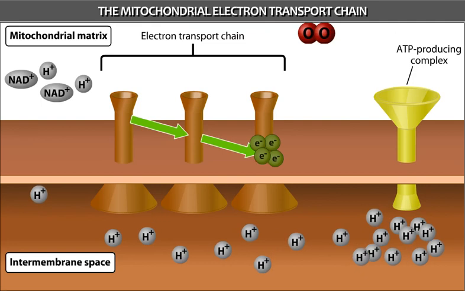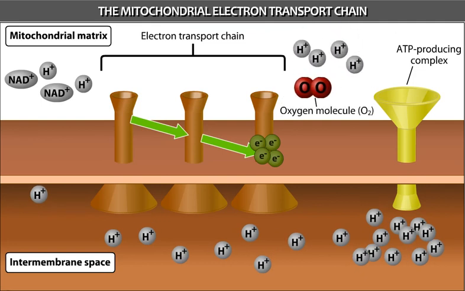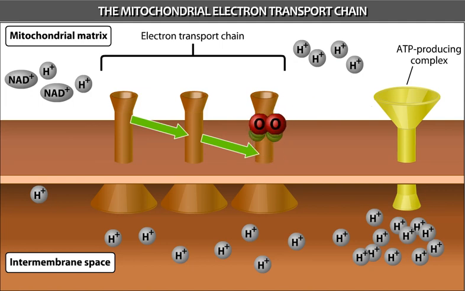The oxygen that we breathe is essential for electron transport. Oxygen is exceptionally electron greedy and snatches electrons from the end of the electron transport chain. After grabbing electrons, it combines with protons to form water.